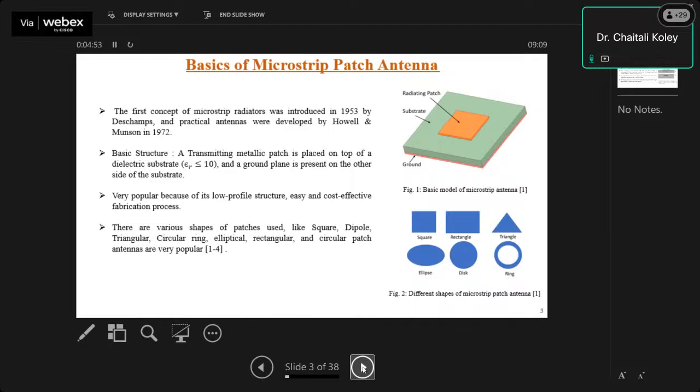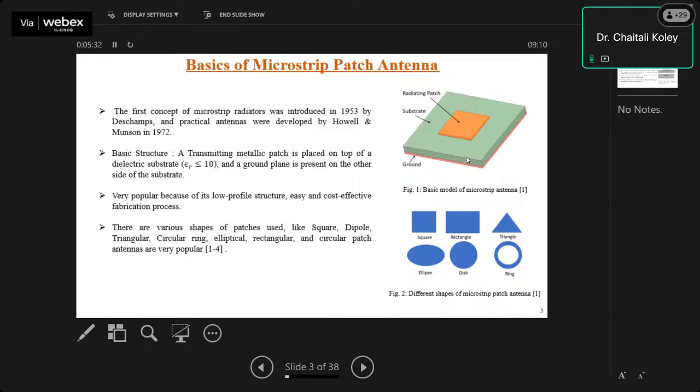From figure one, if you can see, the substrate is sandwiched between the ground plane and the radiating patch. The top level, the orange color, is known as the metallic patch. It may take different forms, like square, rectangular, triangle, disc, or ring. Different types of shape are possible for the radiating patch.